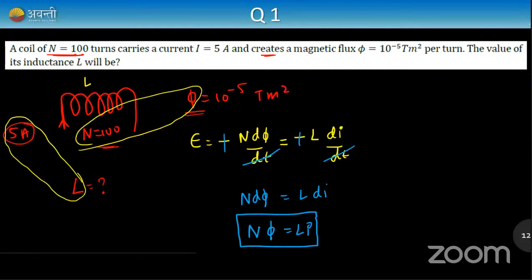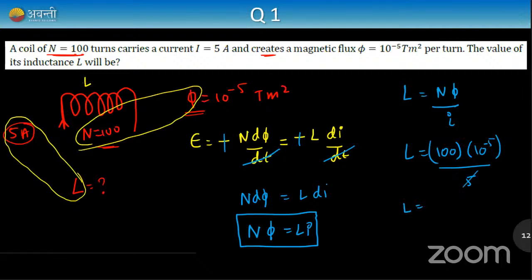Then I want L, therefore L is equal to N phi by I. N is the number of turns, 100. Phi is 10 raised to minus 5. Current I is 5 amperes. Therefore L is equal to 5 ones, 5 20s, so 2 into 10 raised to minus 4 Henry. Henry is the unit. This is the self-induction that I'm getting here.